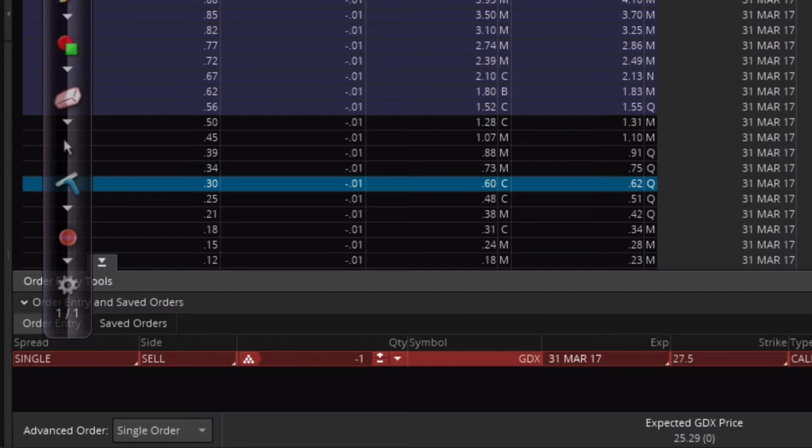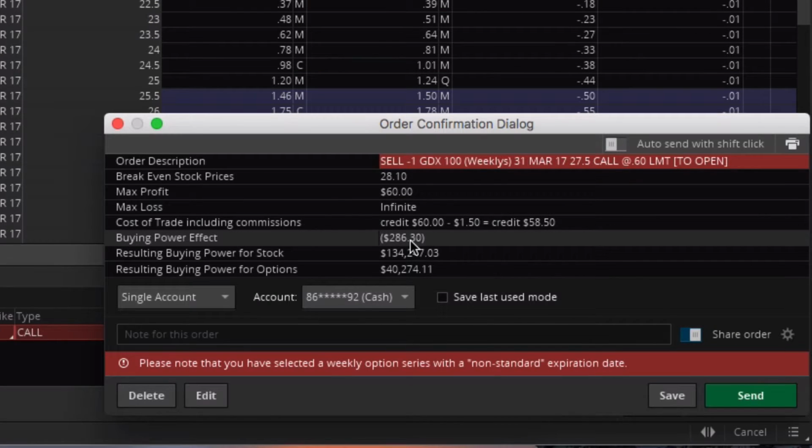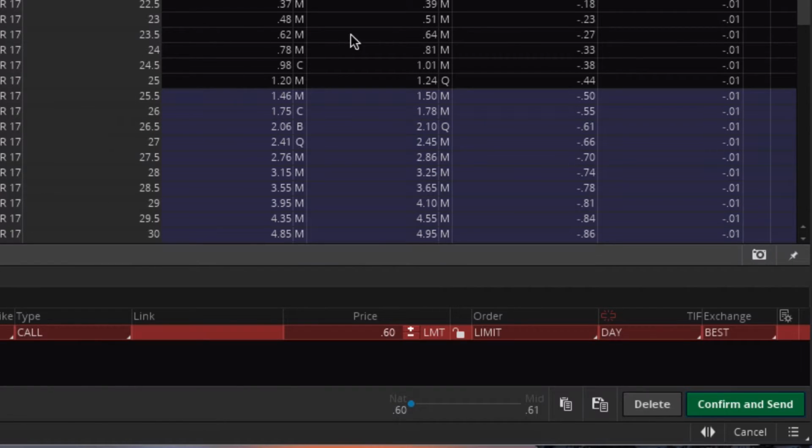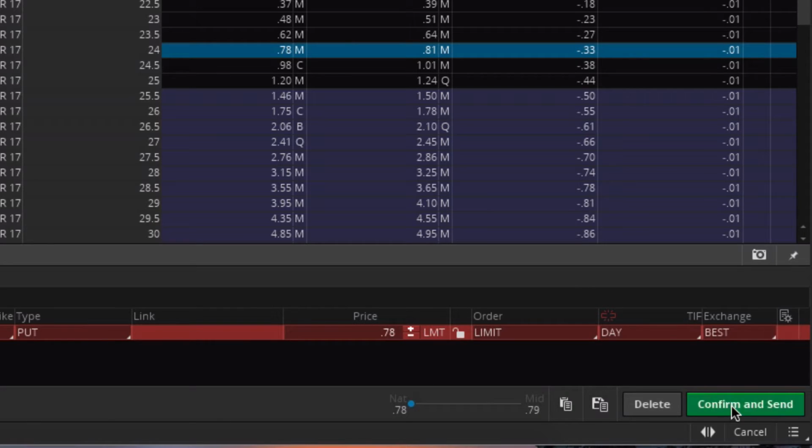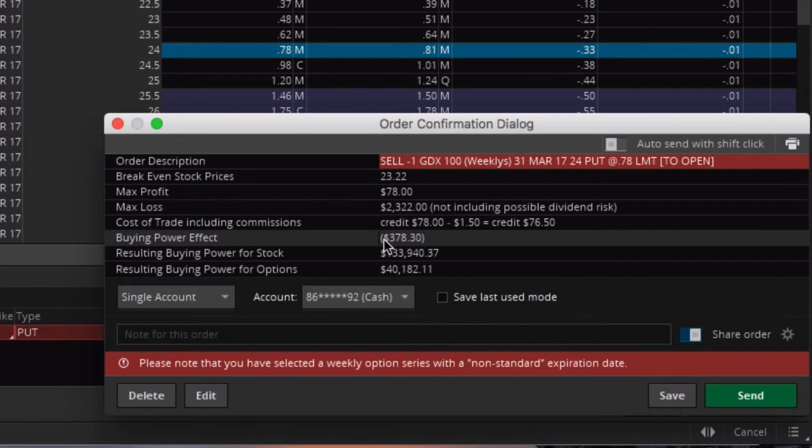Let's look at my buying power for that. So I go confirm and send. Look at my buying power effect, $300. That's pretty decent. Okay. If it were going down, I could sell the 30 delta put. What's the buying power on that? Yeah, about $400.